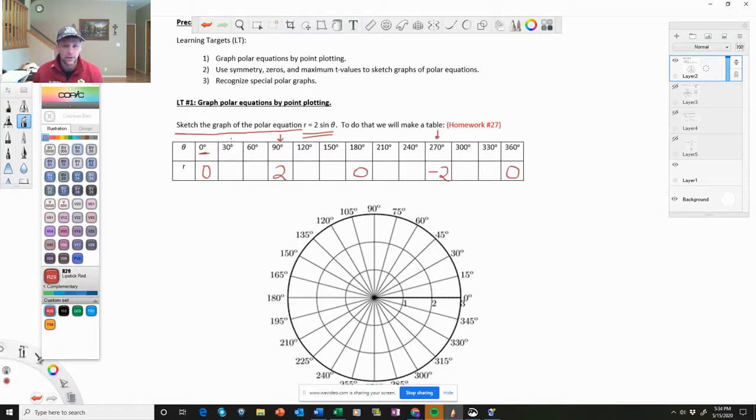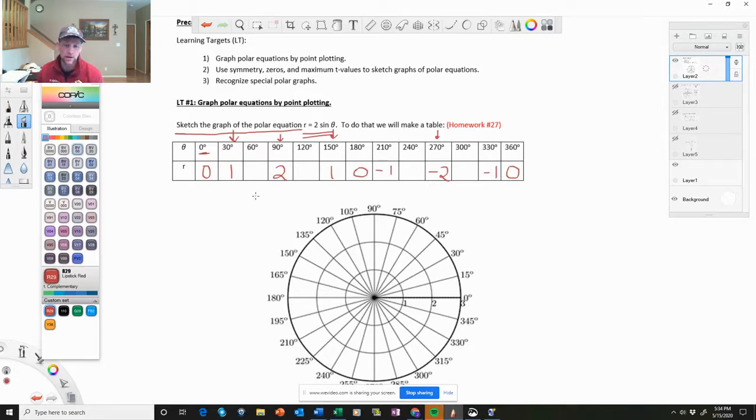Other easy ones, 30 degrees. 30 degrees is easy for the sine, it's just a half. So 2 times a half is 1. And 150 degrees is also a half. So 2 times a half is 1. 210 and 330, you can look at the unit circle, that's where it's -half. So 2 times -half is -1 and -1.